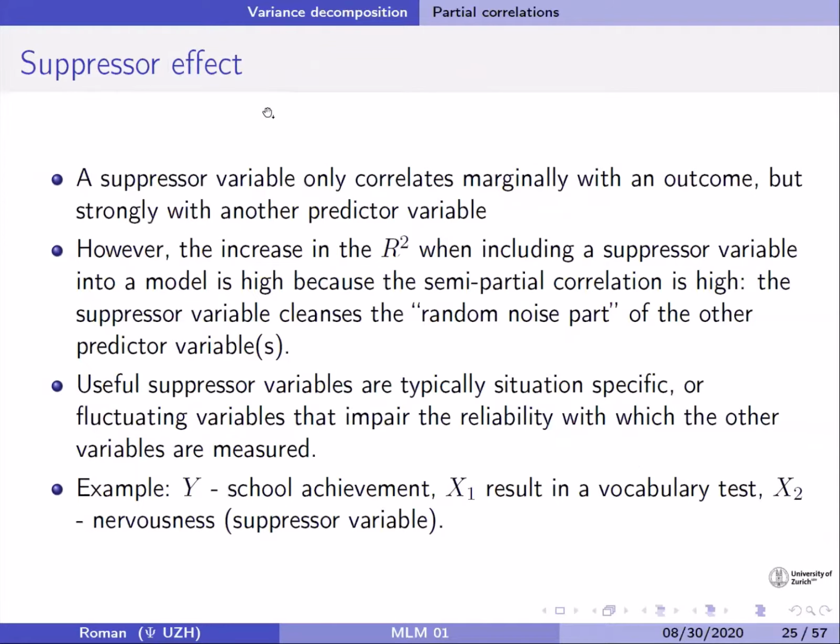What is a suppressor effect? Well, a suppressor variable only correlates marginally with an outcome, so weak with y, but strongly with another predictor. So it is strong with another x variable, but weak with the outcome. However, the increase in the R squared when including a suppressor variable into a model is high because the semi-partial correlation is high. The suppressor variable removes random noise of the other predictor variable. This can be useful. Useful suppressor variables are typically situation-specific or fluctuating variables that impair the reliability with which the other variables can be measured. So for example, we might predict school achievement from vocabulary tests and nervousness. However, nervousness might have a weak relationship with y, but a strong relationship with the vocabulary test, leading to a notable increase in the R squared.